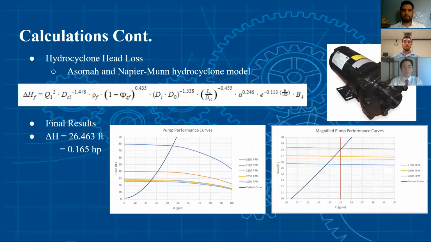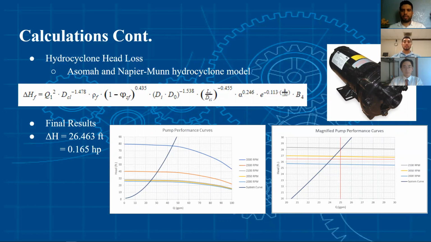Next slide. Given that the majority of the information about the hydrocyclones comes from experimental data, finding a way to calculate the head loss that the hydrocyclone itself would provide to our system required extensive research. We had to make sure that our setup and fluid mixture was used in a similar fashion as ours. Thanks to Asoma and Nauyer's-Munn's hydrocyclone model, we were able to do so.